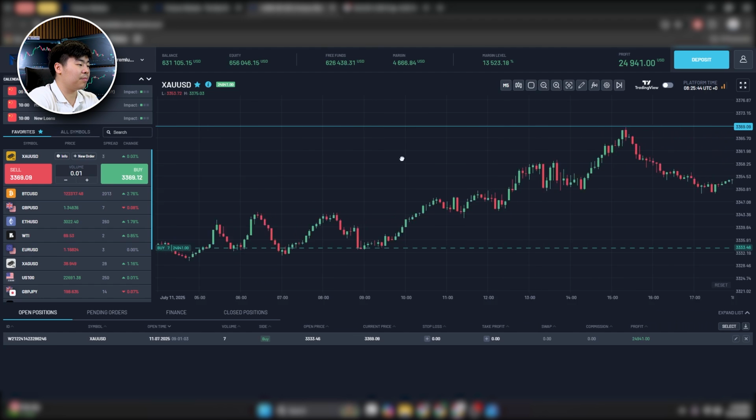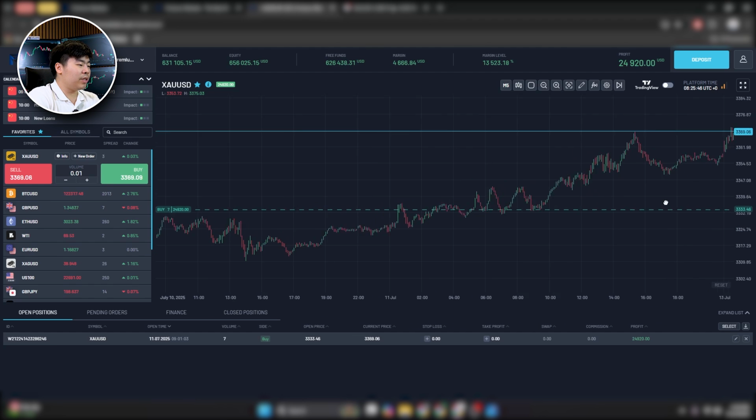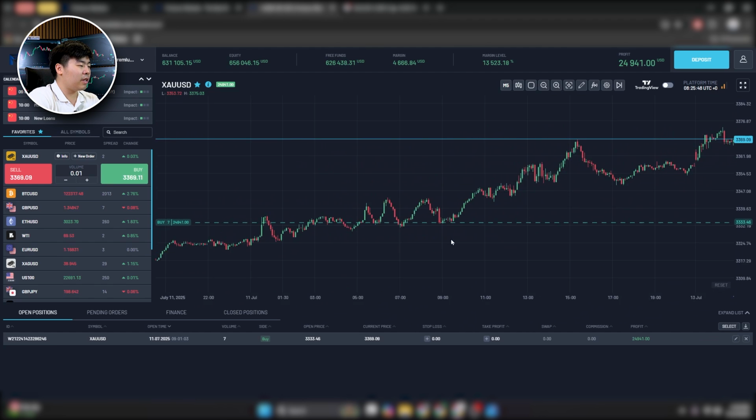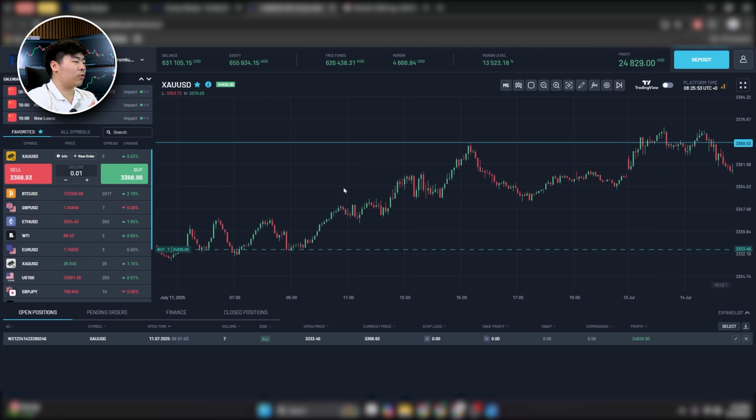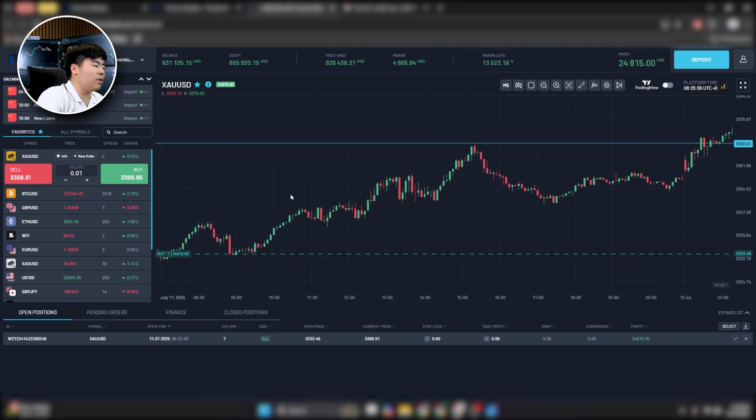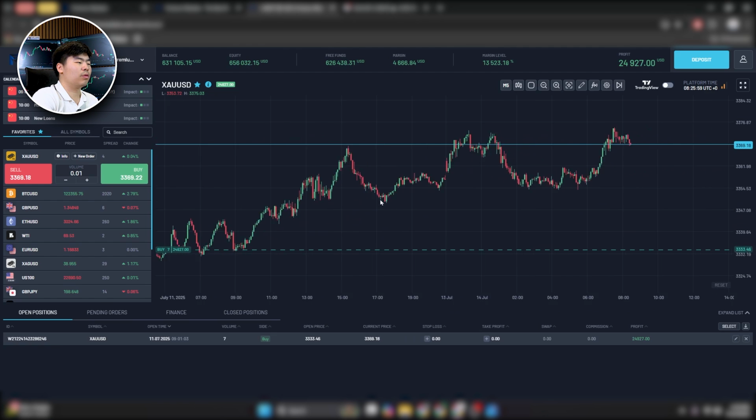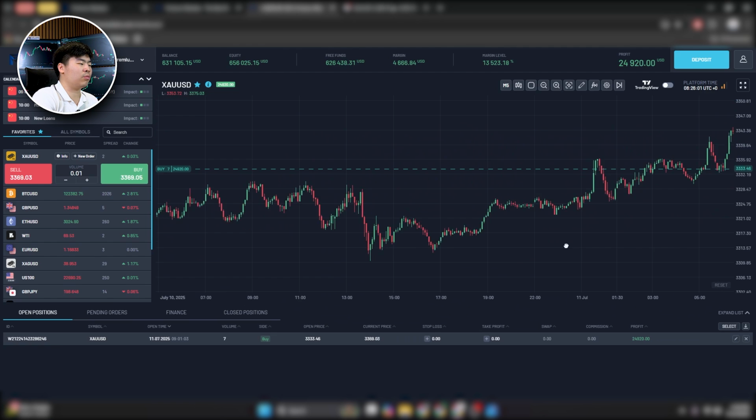Here, I will show you the reason behind my entry too. Why did I enter my trade here? Why did I enter a buy position? So which strategy, or what should we do when looking at a chart like this? What should we look at?